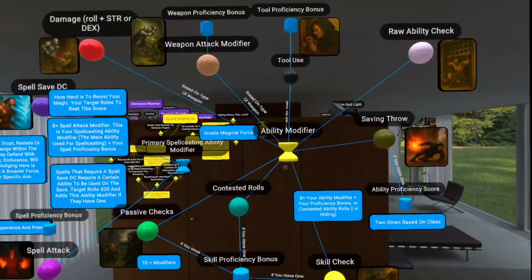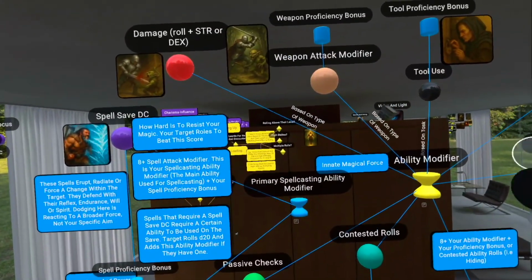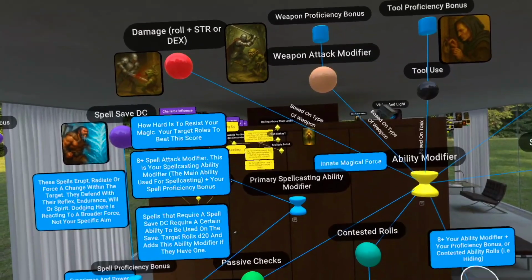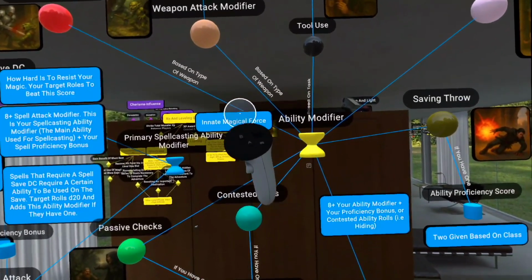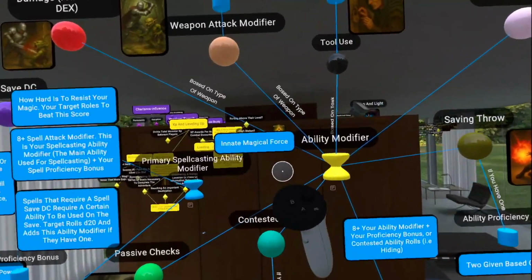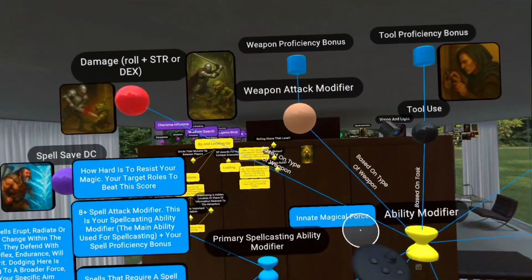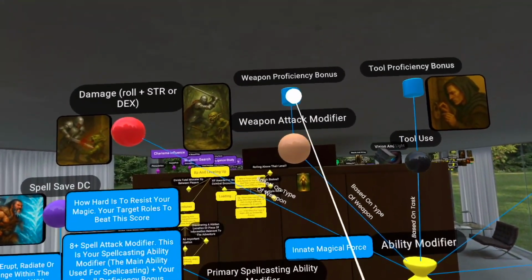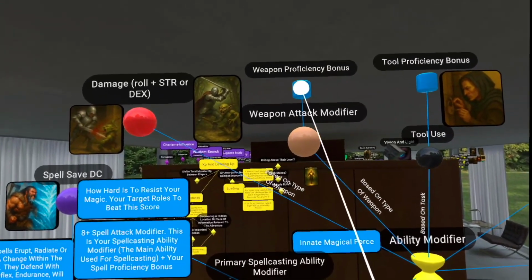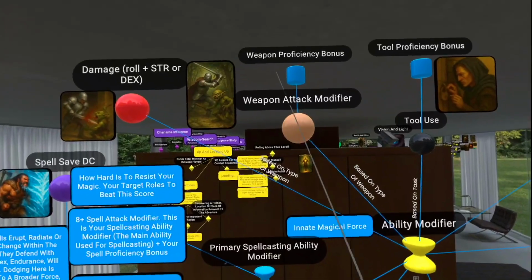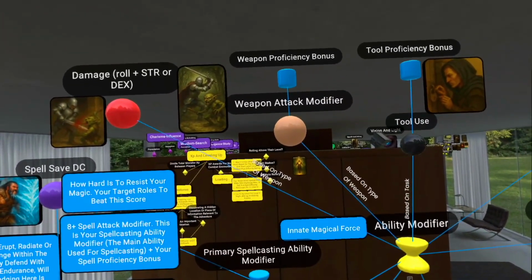And this will just show you, for example, if you were to make a weapon attack, then you need to add your ability modifier for that, for your strength or your dexterity. That's the ability modifier. And that link there is just showing you that that's something that needs to be added to your weapon attack. And then also your weapon proficiency up here. So the weapon you're proficient in, that score, whatever it is, is added to the weapon attack, and that defines, along with the dice roll, whether you actually hit your target.